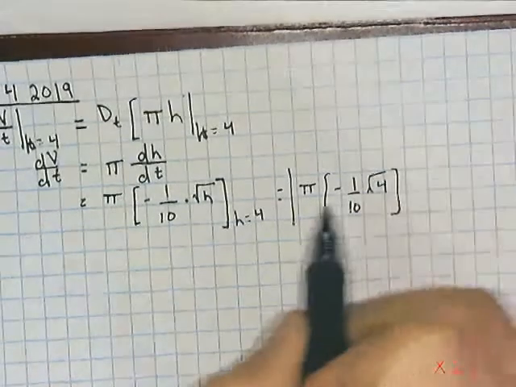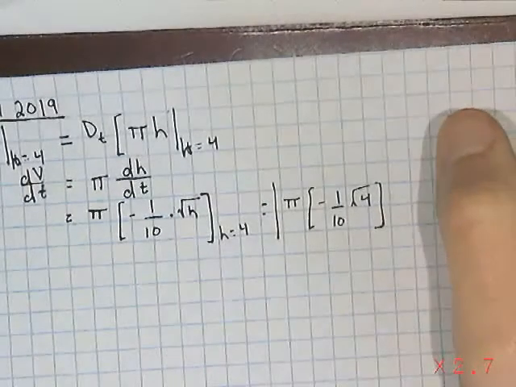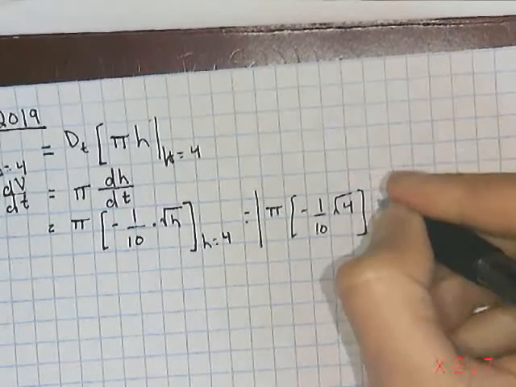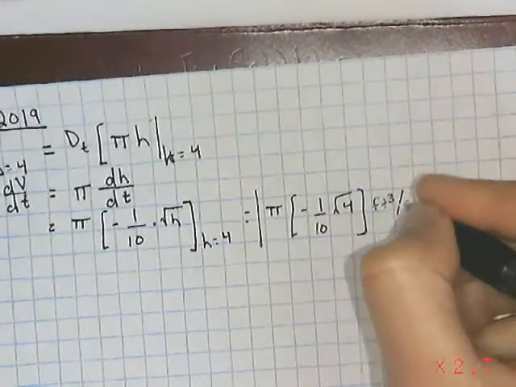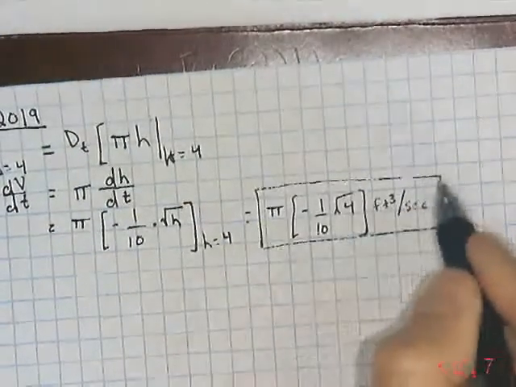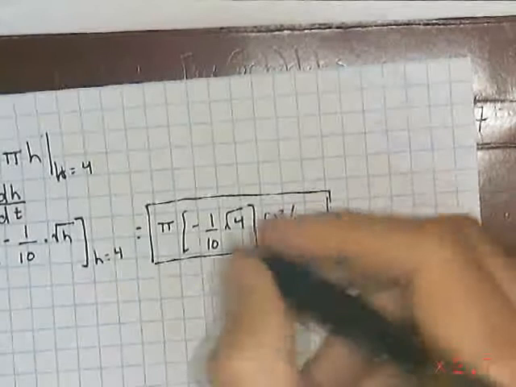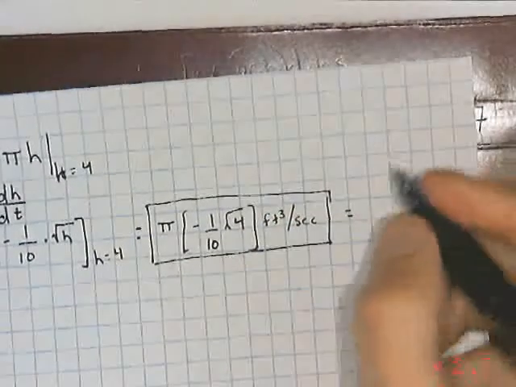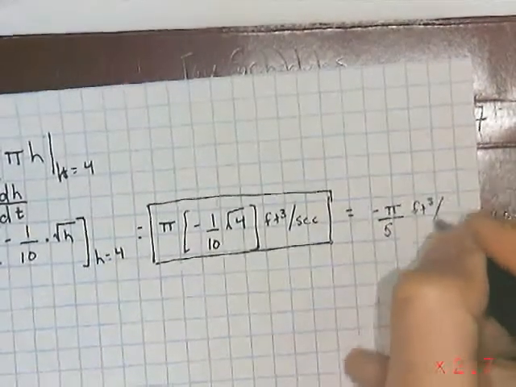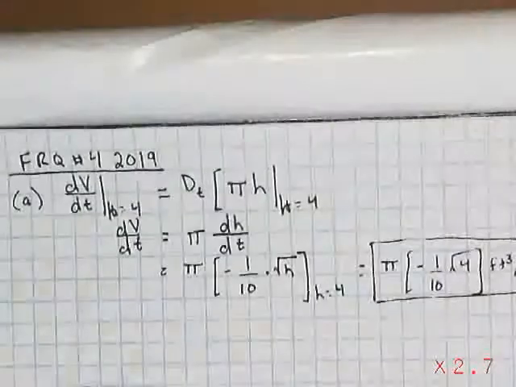Well, actually, no, we can't be done because we need to indicate units of measure. This will be a volume, which means cubic feet per second. Okay. If we did want to be nice to our reader, we could simplify that. Square root of 4 is 2. 2/10 is the same as 1/5, so this is negative pi fifths cubic feet per second, the rate at which our tank is draining, or the volume is changing.